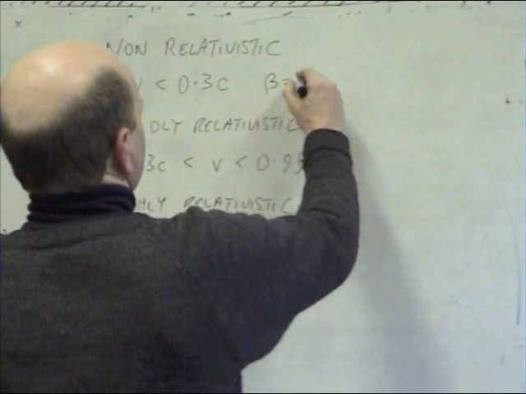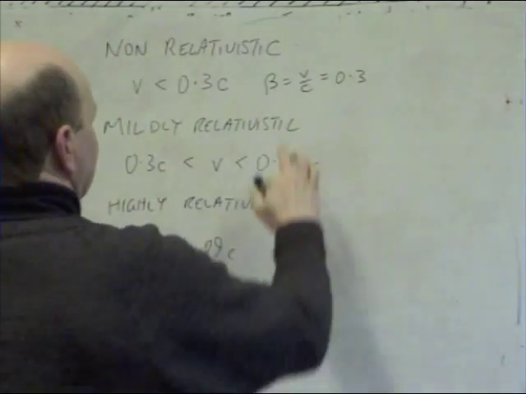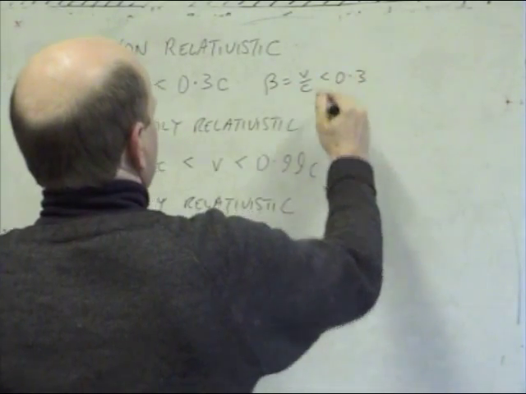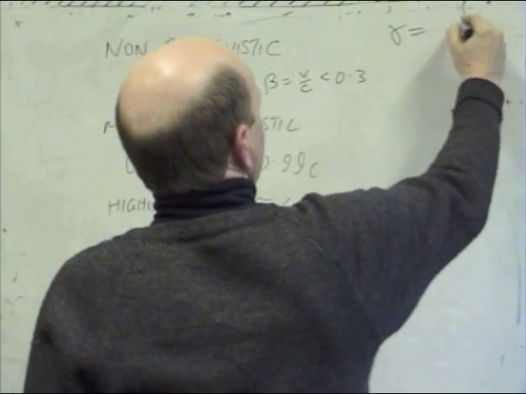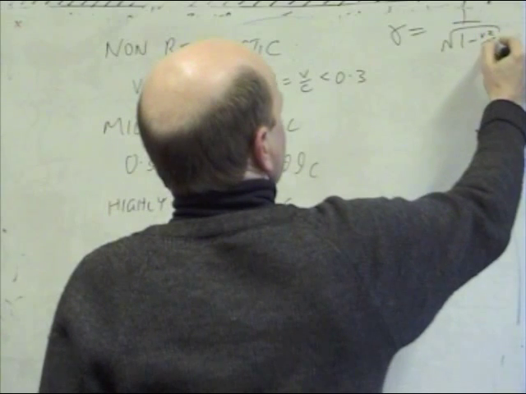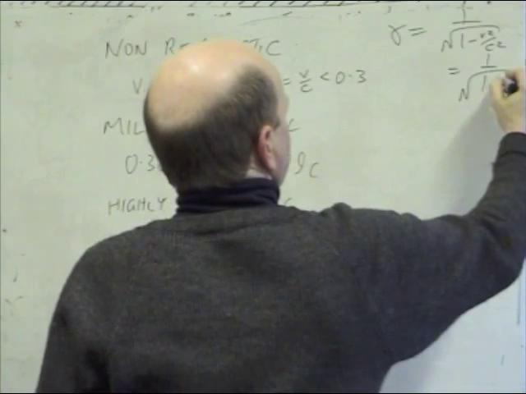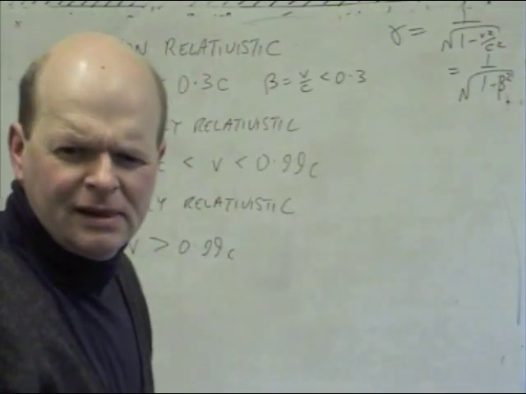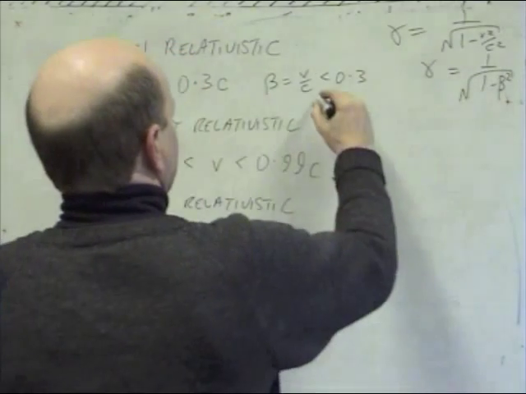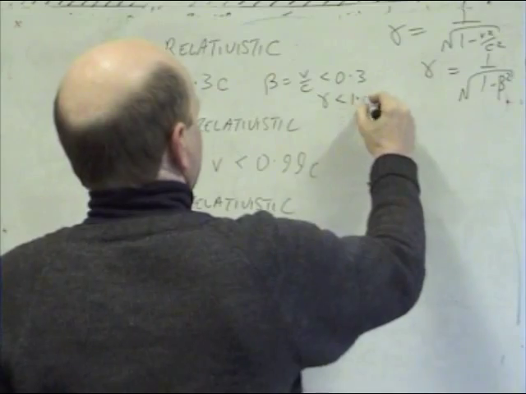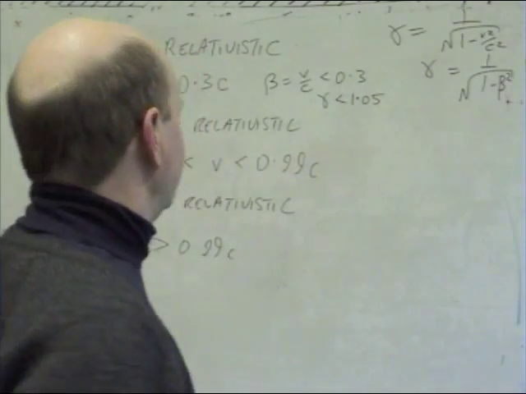So beta is just defined as V over C, so in that case it's 0.3. So if beta is less than 0.3, you call it non-relativistic. Gamma, which is 1 over the square root of 1 minus V squared over C squared, which equals 1 over the square root of 1 minus beta squared. Okay, that gamma for a beta of 0.3 turns out to be less than 1.05. So if you discover that gamma is less than 1.05, you're in the non-relativistic regime.